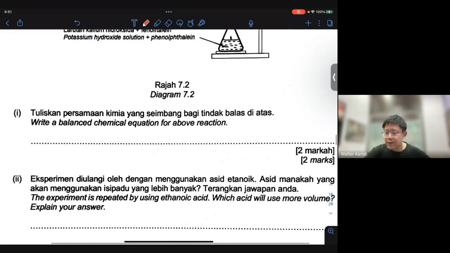So sulfuric acid is H2SO4 plus KOH. You'll be able to get K2SO4 plus 2H2O. The balanced chemical equation plus the correct formulae will technically give you 2 marks in total.